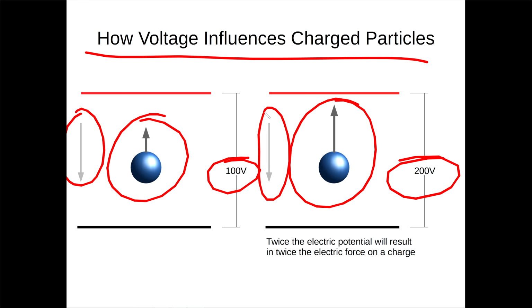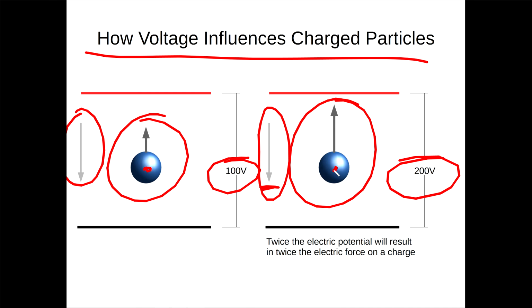The voltage will be stronger. The electric field will be stronger. I didn't really show that here. This electric field should be stronger, and it'll have more force on it. So overall, this particle will have twice as much energy.